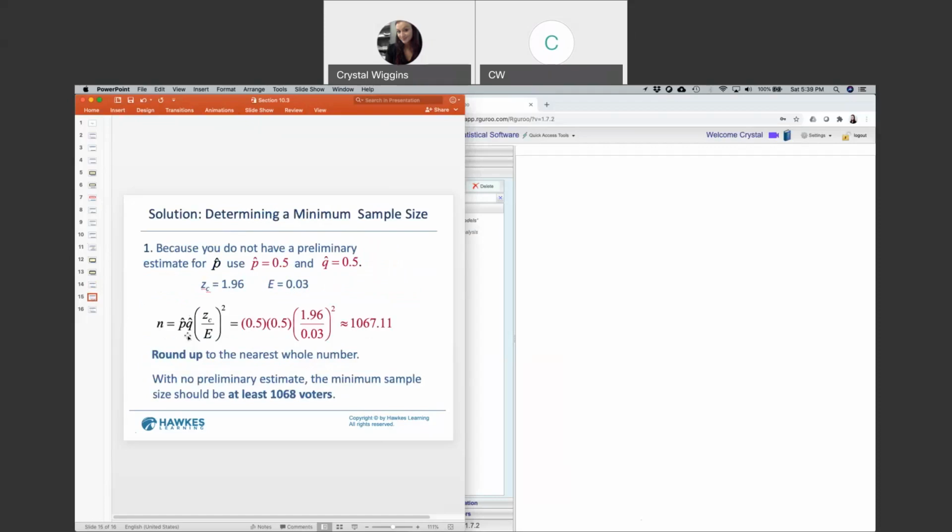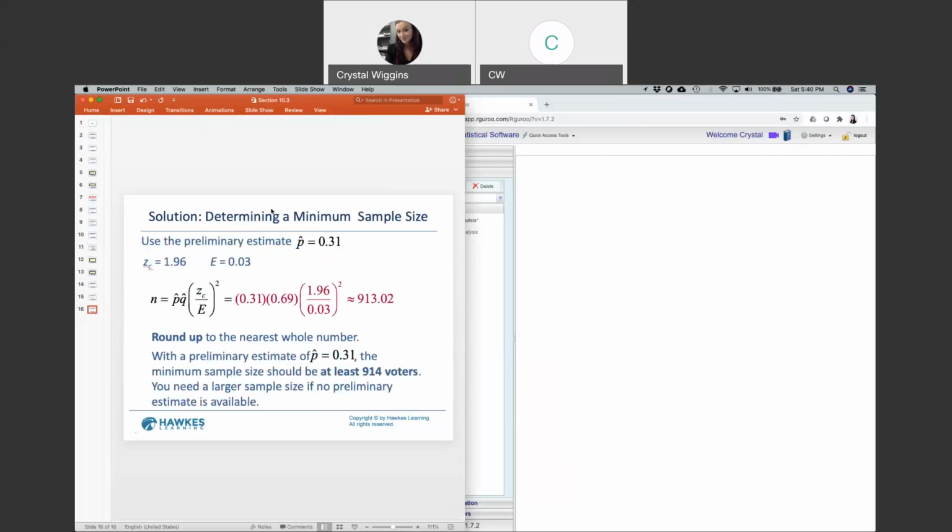You need to find all the pieces. So because there's no preliminary estimate, we set p hat and q hat to 0.5. Because if p hat's 0.5, 1 minus 0.5 is also 0.5. So that's why p hat and q hat are the same. We're doing a 95% confidence interval. And if you look back in the world of the means when we did this, the z critical value is 1.96. Again, you can refer to the previous video on the means for how to find that if you don't remember. And it said within 3%. So recall I said if it has the word within, that is absolutely identifying the margin of error. So here we have 1067.11. The rule of thumb for minimum sample sizes is to always round up, because 0.11 of a person is needed to make this criteria happen, which means you have to round up to the next person. So with no preliminary estimate, the minimum sample size should be at least 1,068 voters.